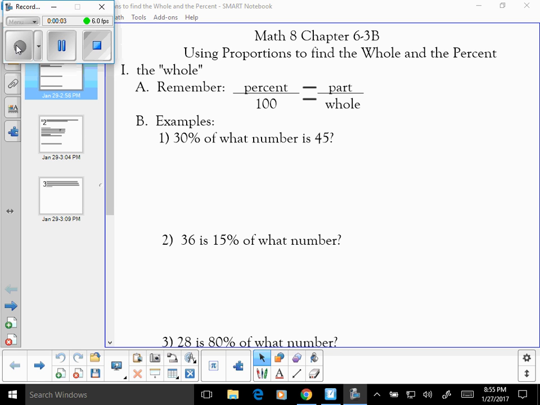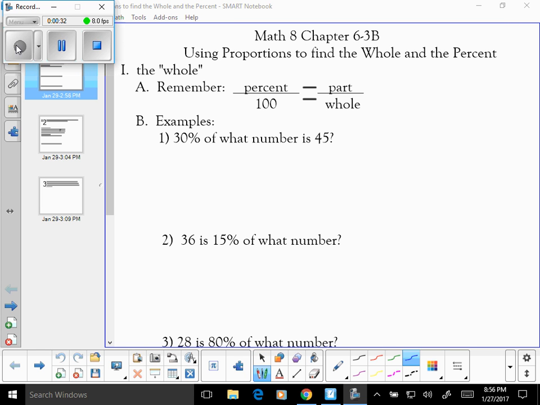Okay, class, in lesson 6.3a, we used proportions to find the part. In this lesson, we are going to use proportions, only this time we're going to find the whole, and then in the second part of the lesson, we're going to find the percent. The first part of the lesson, we're going to find the whole, which means we have to know the percent, we have to know the part.